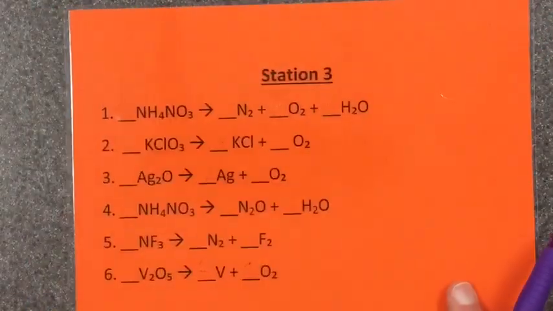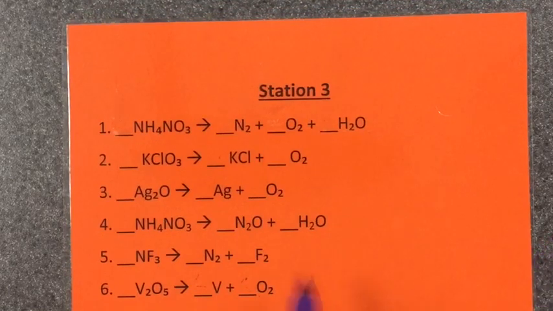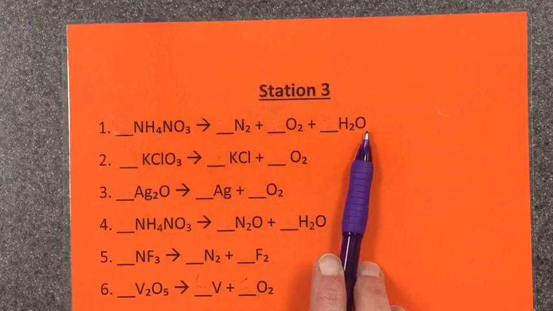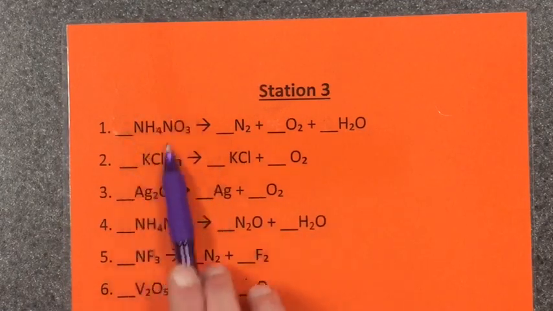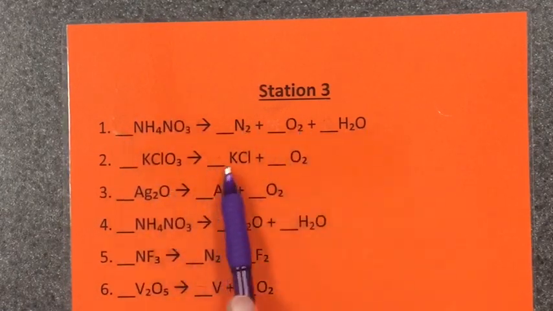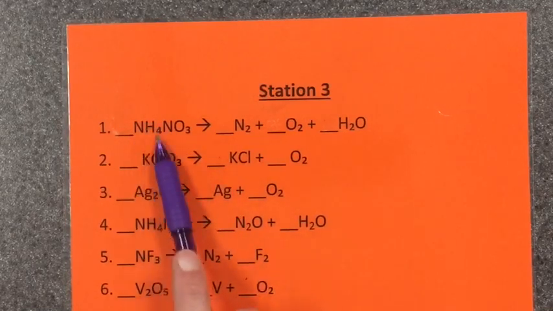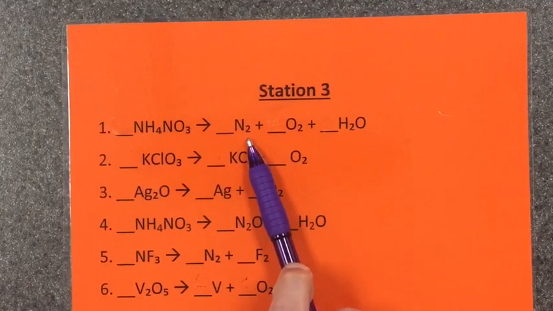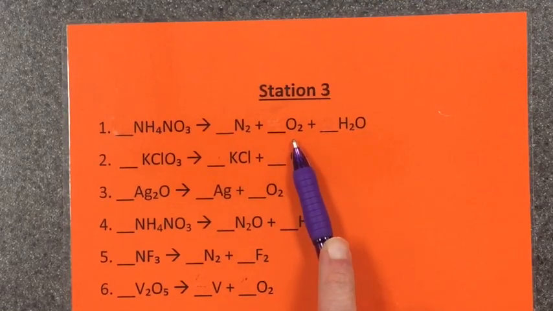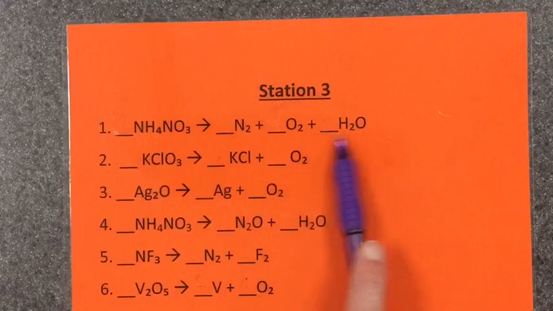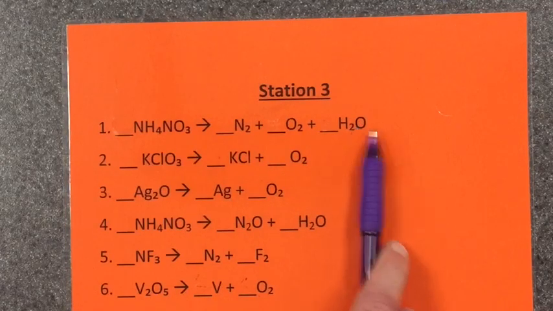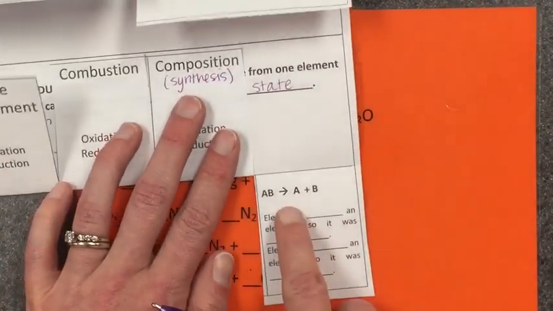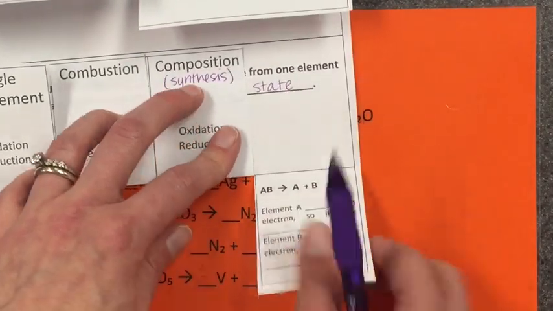Okay. At station 3, we started off with this single reactant, and it broke down into simple products. Okay, so a single reactant breaks down into multiple products. Here, this NH4NO3, ammonium nitrate, broke down into nitrogen gas, again diatomic, oxygen, diatomic, and water. So if it's breaking down into simple substances, these are going to be decomposition reactions. We start off with one thing and we end up with multiple products.